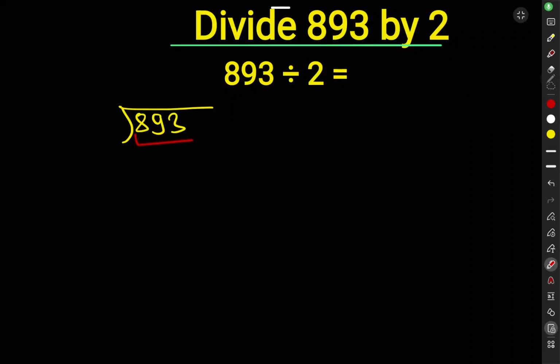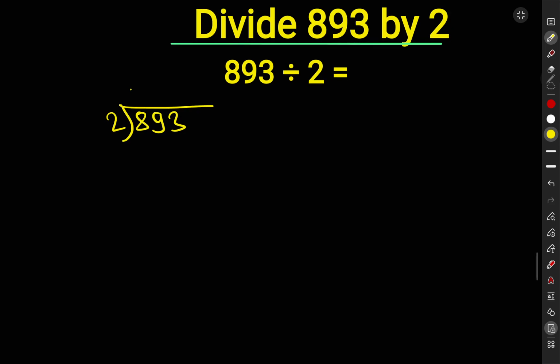Divide 893 by 2 in a long division method. So 2 times 4 is 8. On subtracting we get 0.